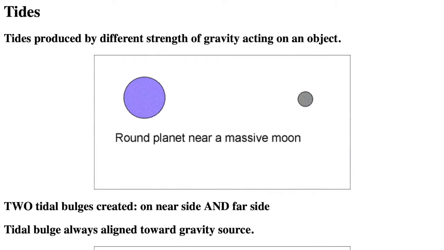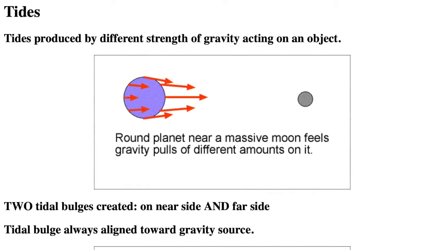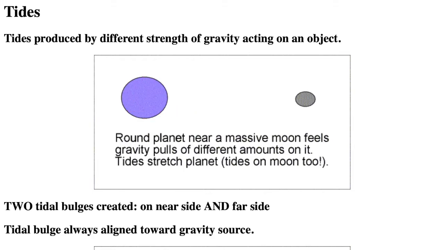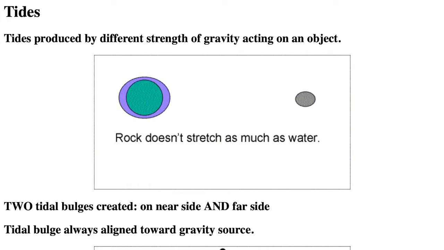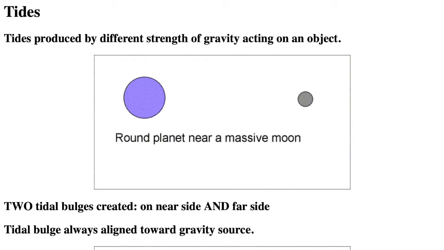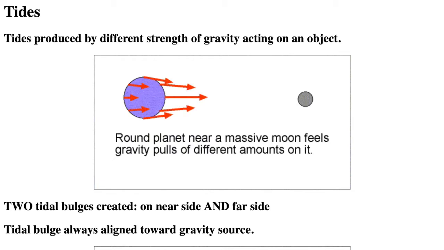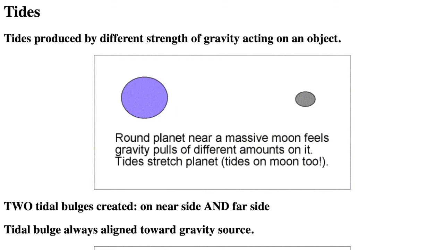Next slide. The last general application of gravity we'll look at is tides. Tides are produced by different strengths of gravity acting on an object. A round planet near a massive moon feels gravity pulls of different amounts on it. These are indicated by the length of the red arrows that appear in one frame of the animation. The near side of the planet feels more gravity from the moon than the center of the planet, which feels more than the far side of the planet.